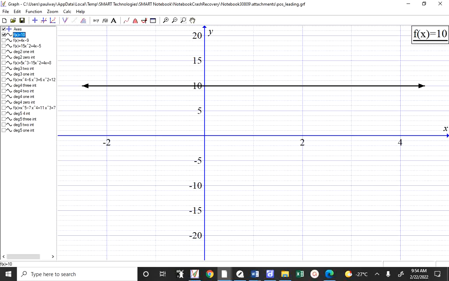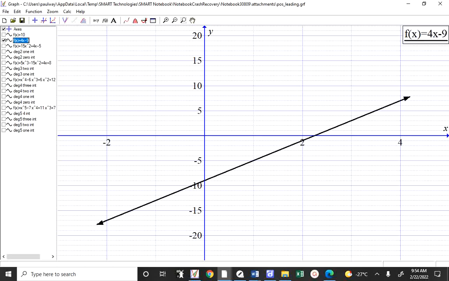And that's interesting because the degree of this polynomial function is 0. Think about that. The degree is 0 and it has no x-intercepts. What if I take a linear polynomial function, like f of x is equal to 4x minus 9? Well, this is basic grade 10 math. The slope is 4. The y-intercept is negative 9. That's what it looks like.